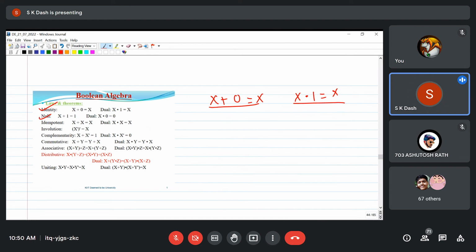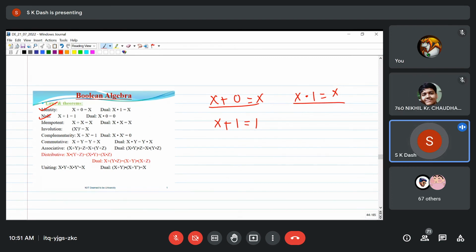Next is null. In null, what happens? X plus 1. What will be x plus 1? If you are doing logical addition, if you are adding something with 1, the result will be 1 only. Its dual is also true. What will be its dual? X dot 0 is equal to 0. If you are logically multiplying, or logical AND, if one input is 0, obviously the output will be 0.